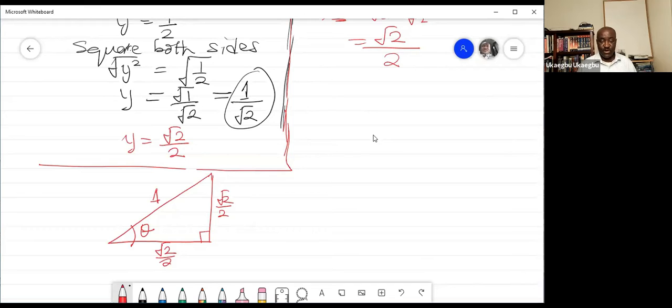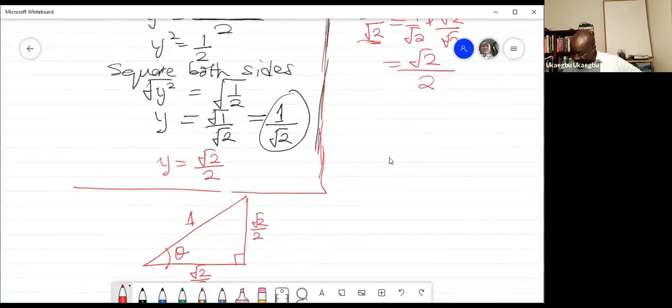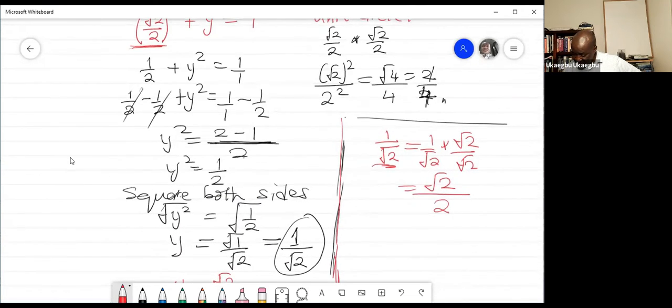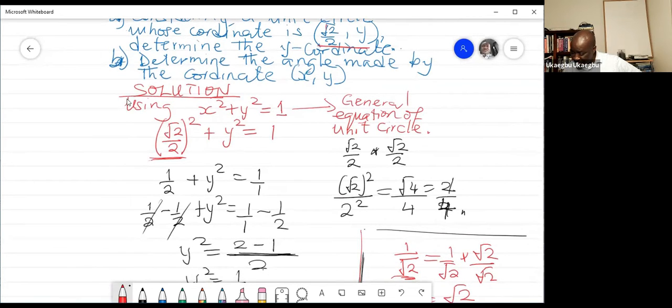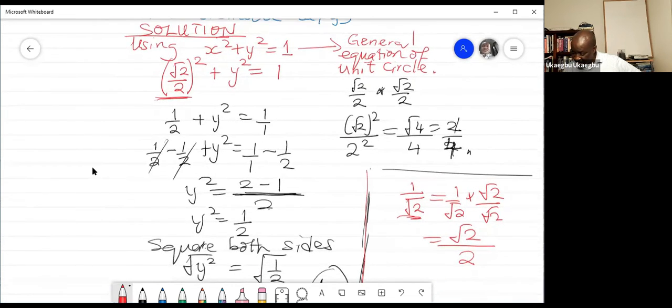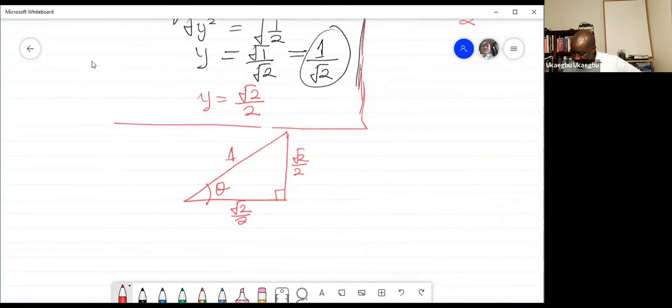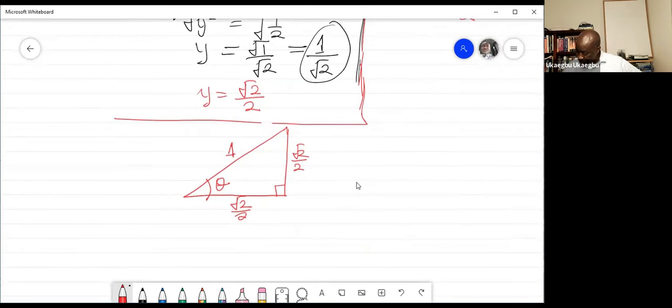Now here comes when we need the SOHCAHTOA. All right, because the second question says determine the angle made by the coordinate x and y. So now let's see. SOHCAHTOA, always write it so that you don't forget.